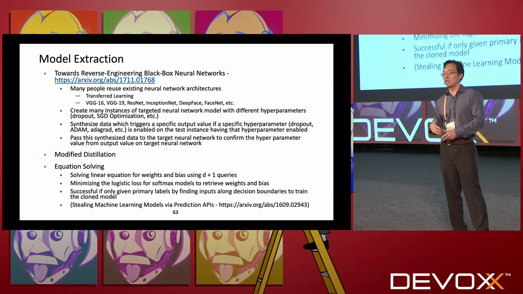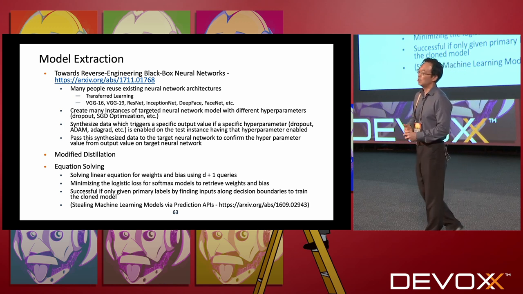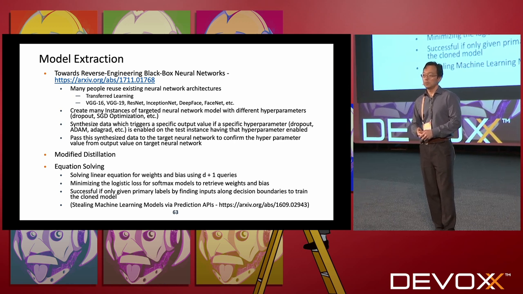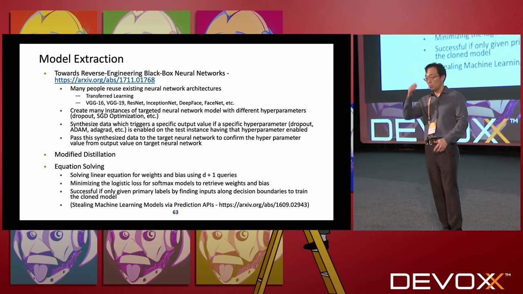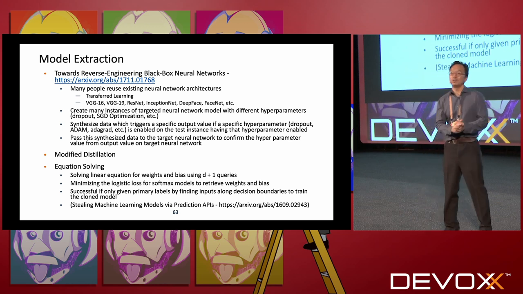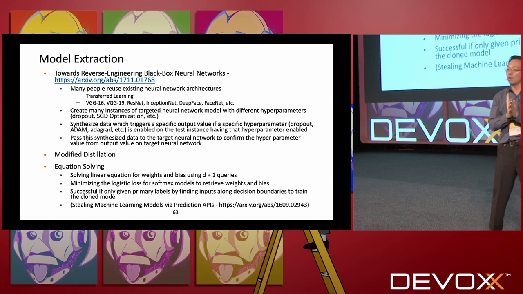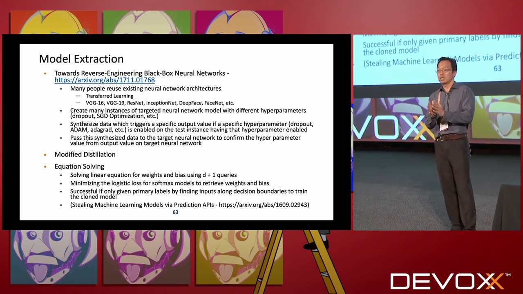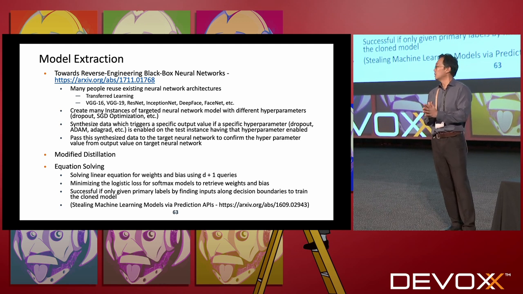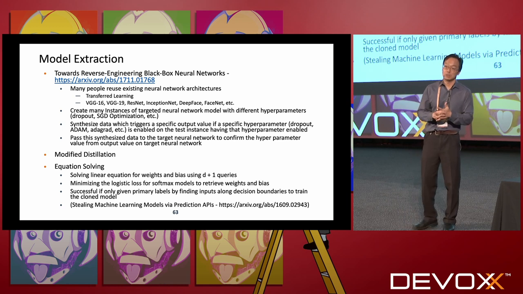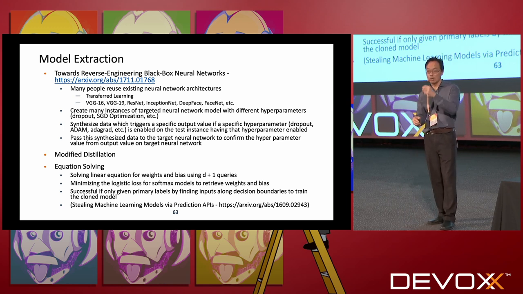But can anyone intuitively guess when it would be easier to copy a model if they gave you an API? When you get the confidence levels for different classes. Exactly. If they give you the exact confidence levels for all the different classes' output, then you can copy their class a lot faster.